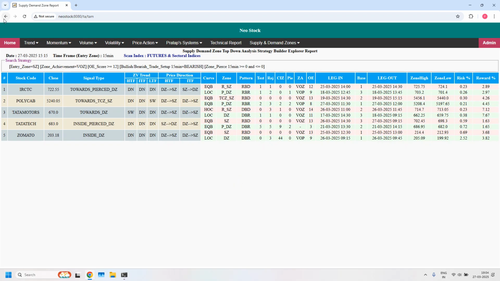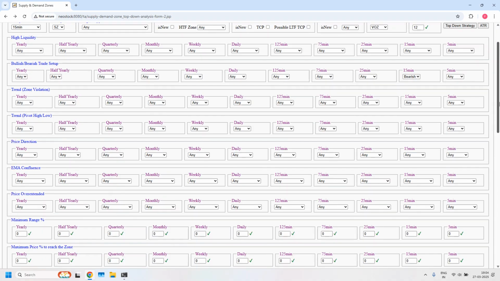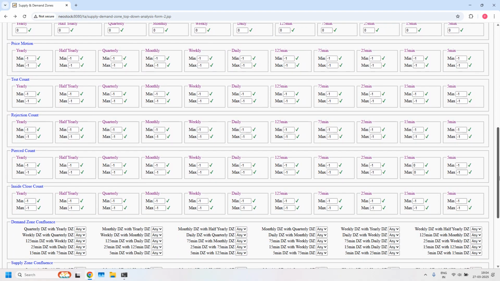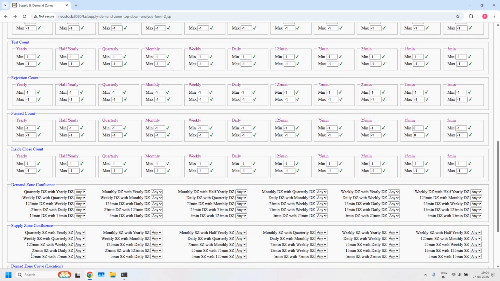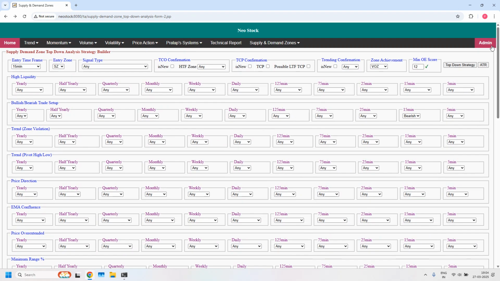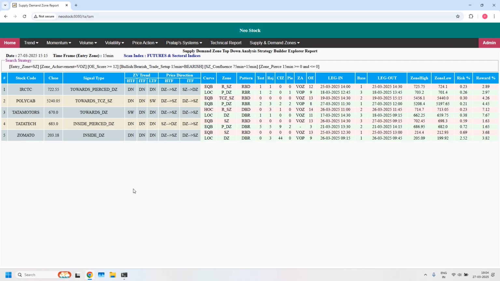First filter is LTF, ITF supply zone confluence. That is 15 minutes and 75 minutes supply zone confluence. By enabling this filter, we got all the 5 stocks. That means in all the 5 stocks, these 15 minute supply zones are overlapped with 75 minute supply zones. And 75 minutes trend is down in all these stocks.